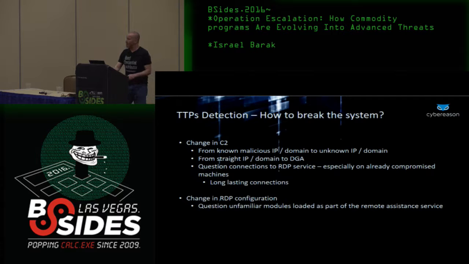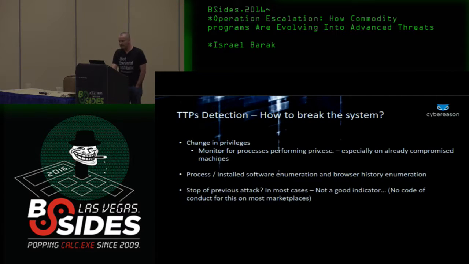Changes in the RDP configuration, the modules that are loaded by RDP services. Changes in privileges, we talked about it. Identifying enumeration processes of browser history and installed pieces of software, as an indicator, again, on machines that we've already seen a malicious process running on. So we know that they have the potential of going through this process, and we now want to identify these indicators that would tell us that something is potentially going on.